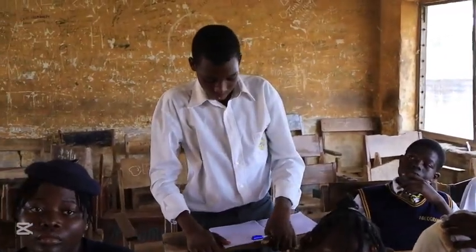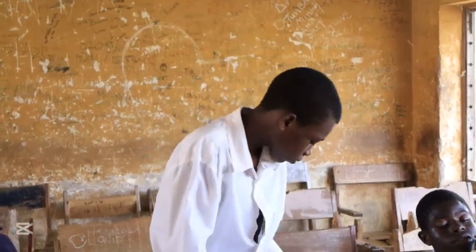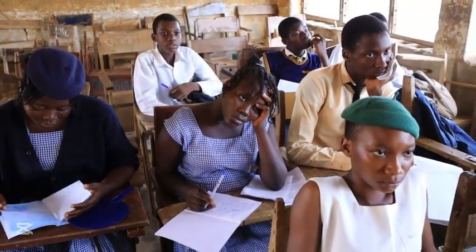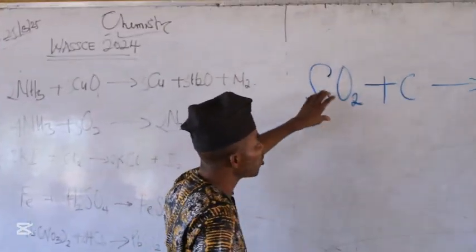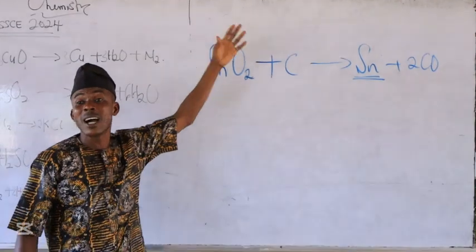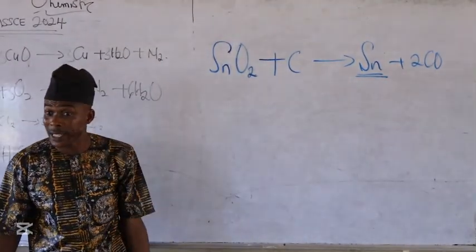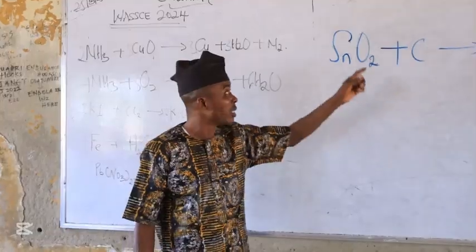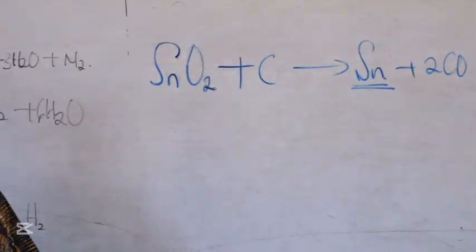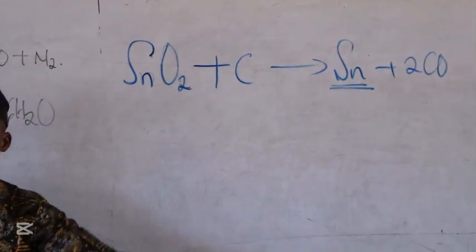You said activated charcoal. Can coke be used instead of charcoal? The essence of both charcoal and coke is that the chemical content is carbon. The removal of oxygen, the reduction, is faster if the charcoal is activated. The whole essence of using charcoal or coke is to reduce the tin oxide to tin. But if we use activated charcoal, it makes the reduction faster.